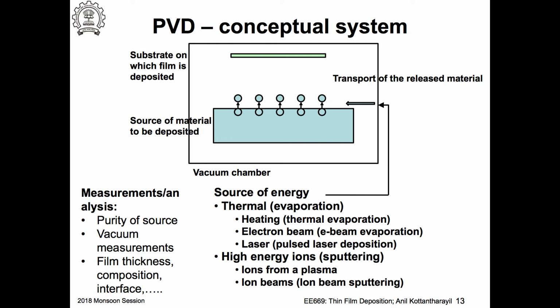So now the high energy ion. You usually create a plasma, right? And that is used for sputtering the source, or you can actually create ion beams, okay. There is a difference here, because the plasma would actually contain ions, electrons, and excited radicals and so on, but this would be purely ion beams.